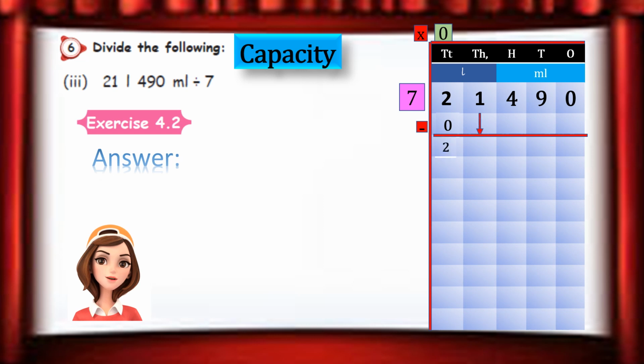So bring down the next digit, 1. So 21 is there. So 7 how many times? 3 times. Am I right? Yes. So 7 3s are 21. So after subtraction, 0 is the answer. So bring down the next 4. In the 7 times table we don't have 4. So let us select 0, ma. 7 zeros are 0. Okay. So if we subtract, 4 minus 0, 4.